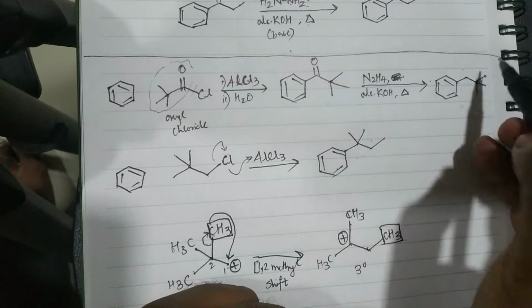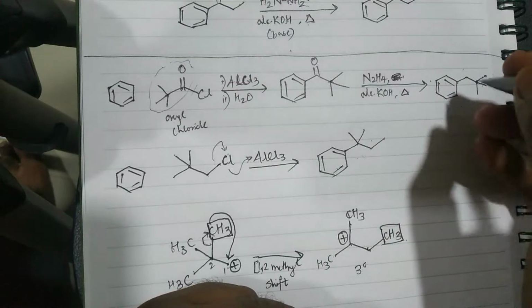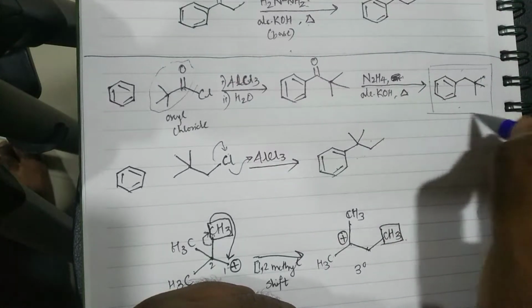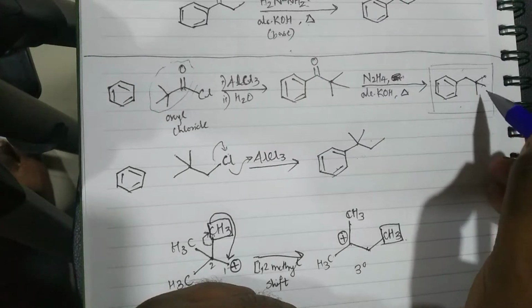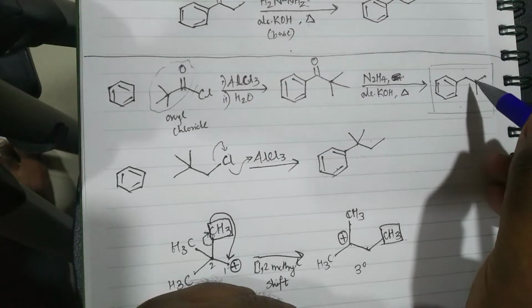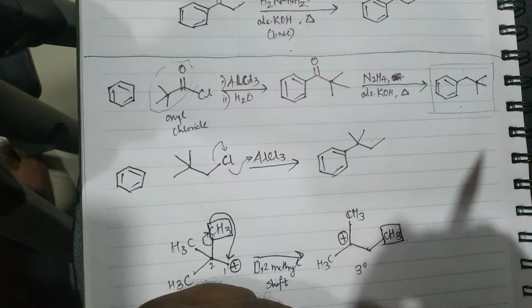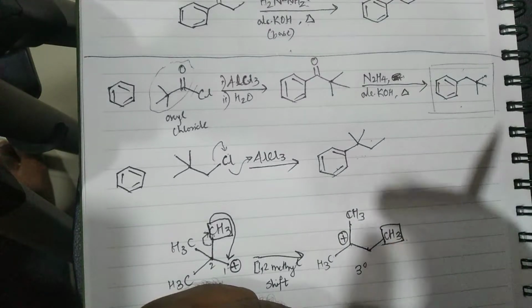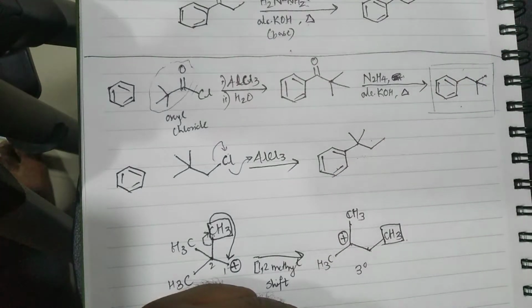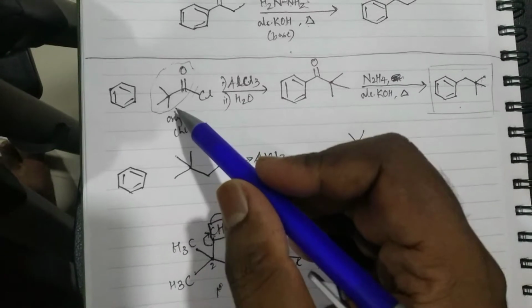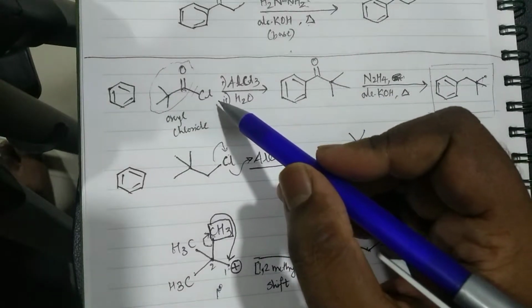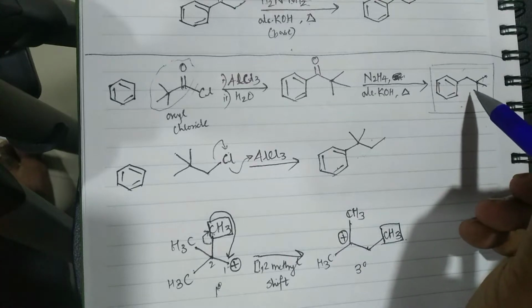So the next reaction is I have to prepare this target molecule. Basically, I have to put an alkyl group on the benzene ring. There are two possibilities. One is Friedel-Crafts acylation and the other is alkylation. All right, so we will first look at this reaction here. We'll first try to acylate and see if we can get this compound.